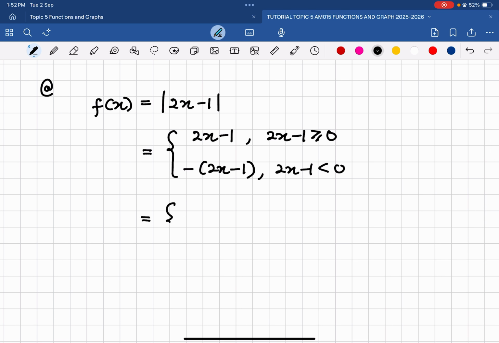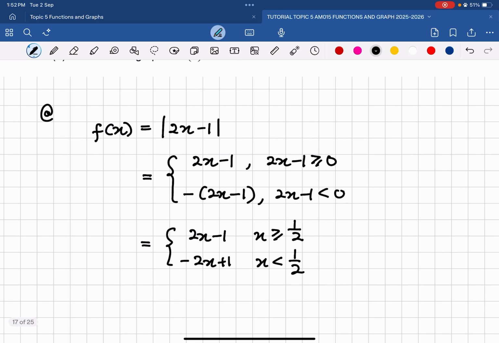So let us simplify a bit for the intervals. So 2x minus 1 for x greater than or equal to 1 over 2. We bring this negative 1 here and divide by 2, so we get x greater than or equal to 1 over 2. And we can expand this if you want. If you don't want, we just write it as negative (2x minus 1). I'm going to expand a bit: negative 2x plus 1 for x less than, do the same as just now, so x less than 1 over 2. So this is the piecewise function.